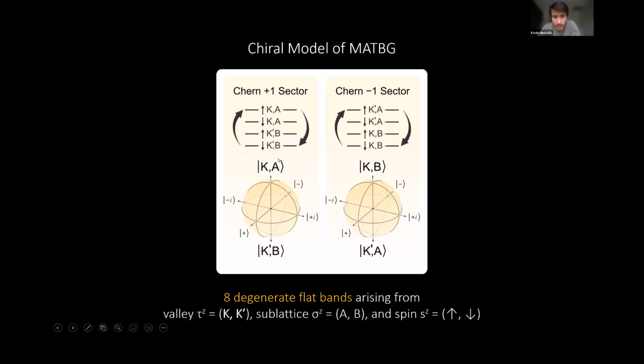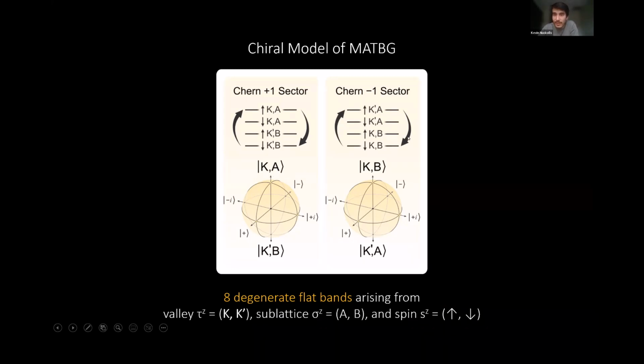So here, the degrees of freedom that are natural in this chiral model are Ka, K prime B, Kb, and K prime A, where Ka and K prime B are related to one another by C2 symmetry. As I rotate the sublattice, I also rotate from K to K prime. Ka and K prime A are related to one another by time reversal symmetry. I don't do anything to the sublattice, but I time reverse the valleys into one another. And then Ka and Kb are related to each other by a composite time reversal and C2 symmetry.